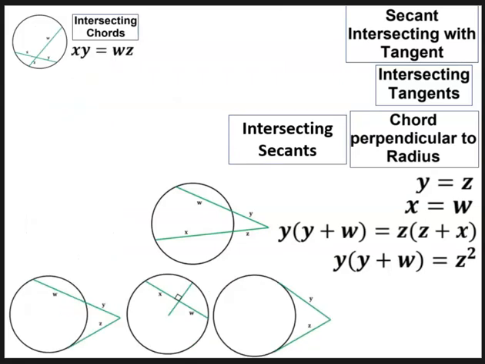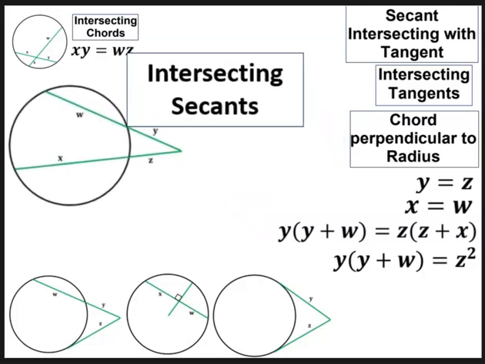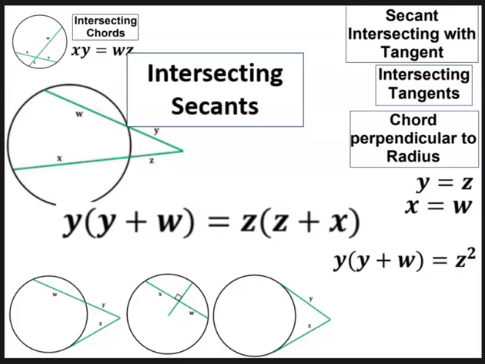Next, let's look at a circle that shows two intersecting secants. Remember that a secant passes through a circle in two different places. The relationship that exists here is that you can multiply the length that is on the outside part of the secant times the whole secant, and that will equal the same thing as the length of the outside part of the other secant times the length of the other whole secant. Specifically, y times the quantity y plus w is equal to z times the quantity z plus x, where w, x, y, and z represent the lengths of segments in the diagram.